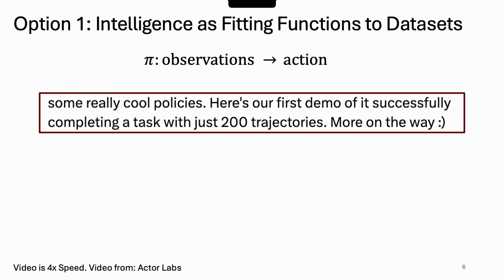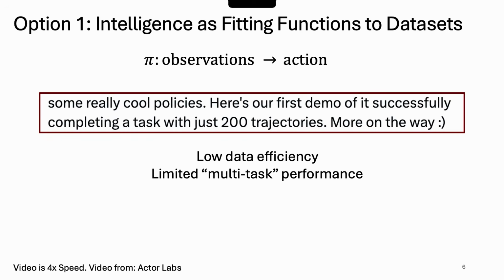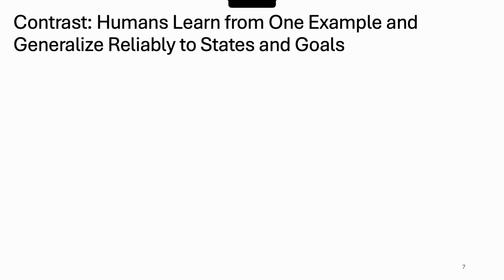Overall, we have seen a lot of success of this data fitting approach, but they still have low data efficiency, meaning that you need a lot of data to learn a relatively simple task as compared to a human. They also have limited multitask performance. That is, usually this policy is only optimized for solving one task pretty well, but lacks generality. I want to make a contrast between that paradigm and what humans can do. I would argue humans can learn from one example and generalize reliably to different states and different goals.